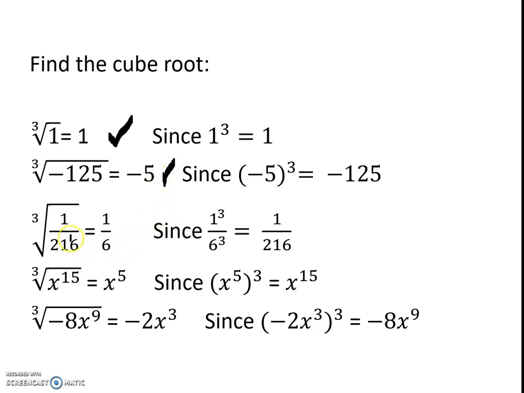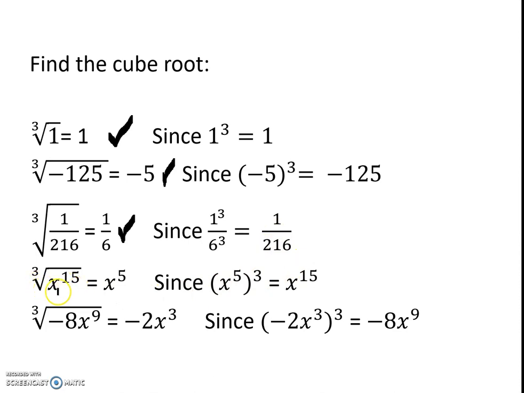Now we're looking at the cube root of 1 over 216. Again, we can write that as the cube root of 1 over the cube root of 216. We know the cube root of 1 is 1, and the cube root of 216 is 6, so the answer is 1/6. Over here, we're just checking it. 1 cubed over 6 cubed is 1 over 216.